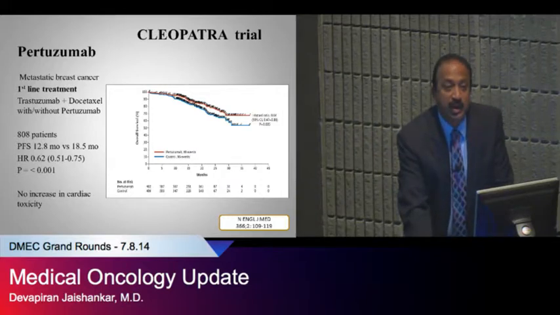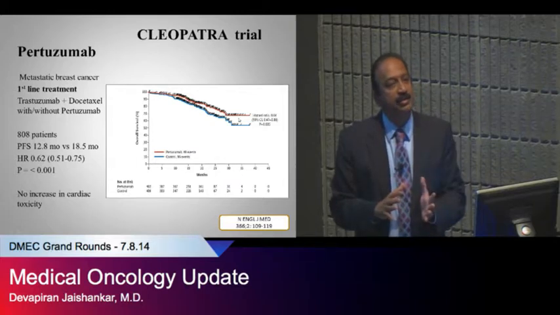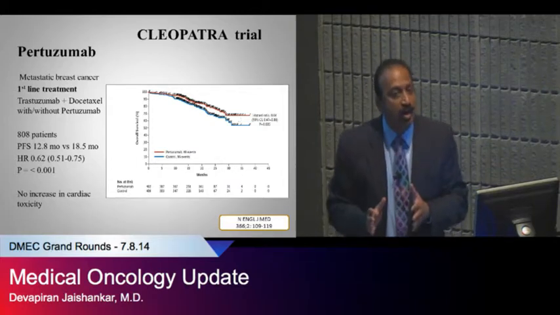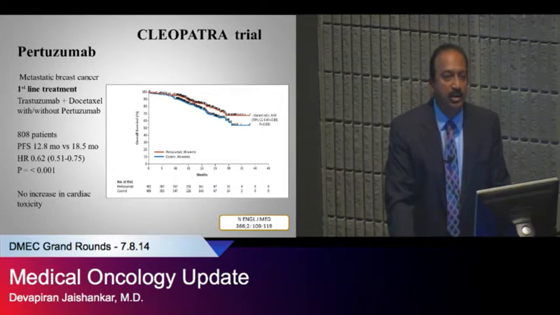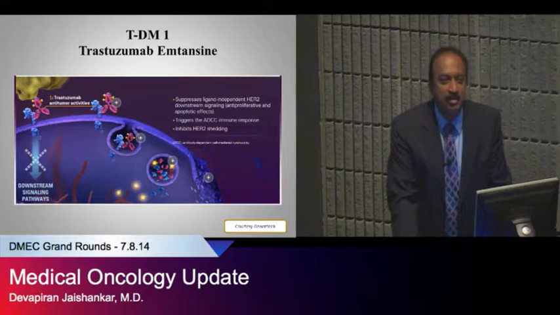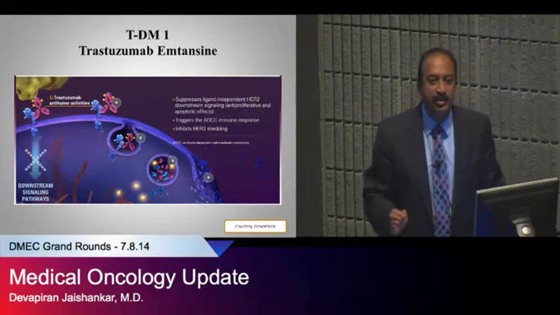We do have overall survival benefit. The overall survival curves are not as impressive as the progression-free survival curves, not because the drug's not working, but because there's crossover by the time you do an overall survival analysis. Another drug, and a very exciting drug to keep in mind, is something called TDM1, or trastuzumab emtansine.